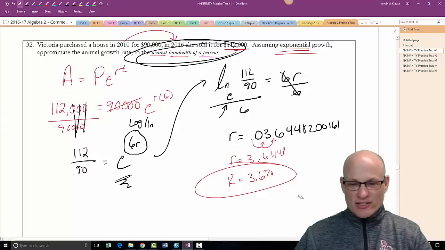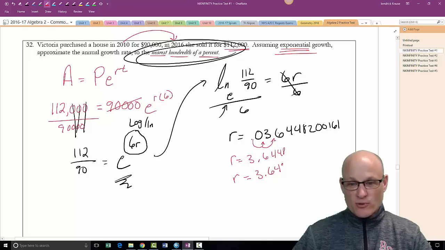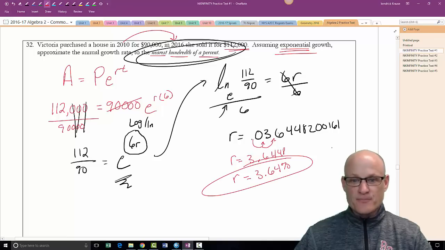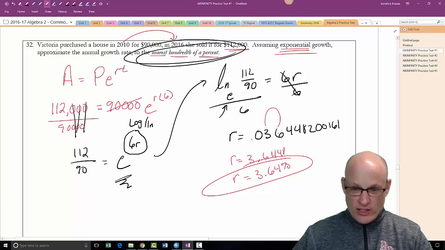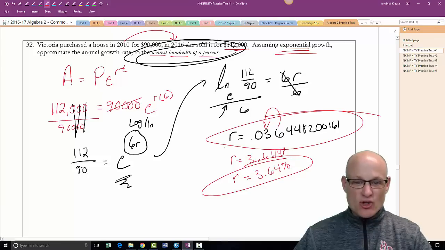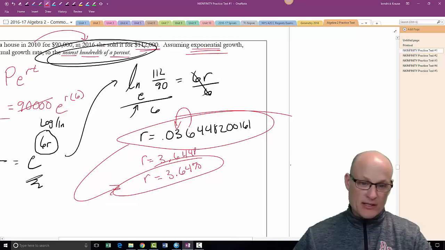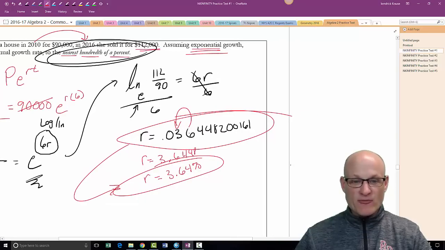Oh, wait, nearest hundredth of a percent. I misread it. I just lost a point because I misread it. 3.64%. Bam, there it is. Now, what a normal kid would do, what a bad kid would do, they just round that and say 0.04. No. That's a decimal. You need to turn it into a percent by multiplying by 100. I hope that's not behind my big head. I'll check that out too. Be careful with that.